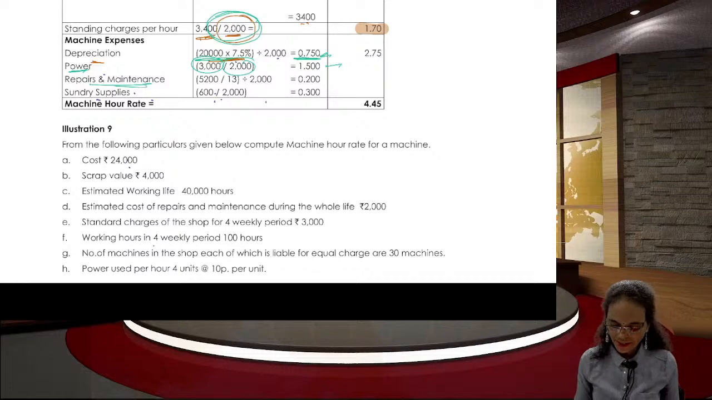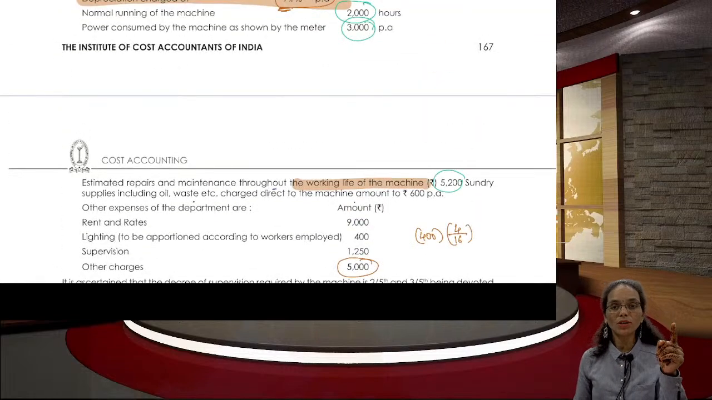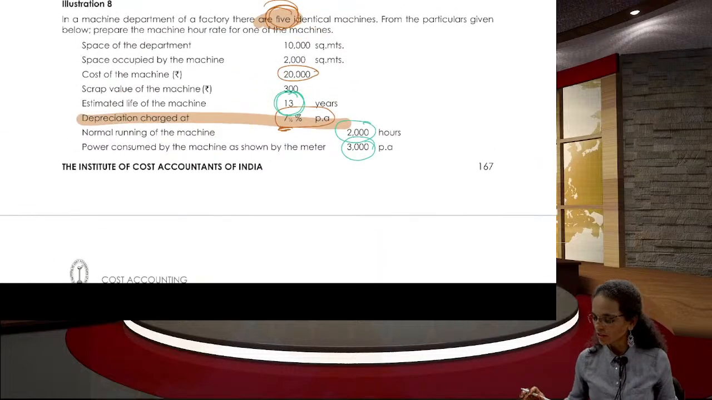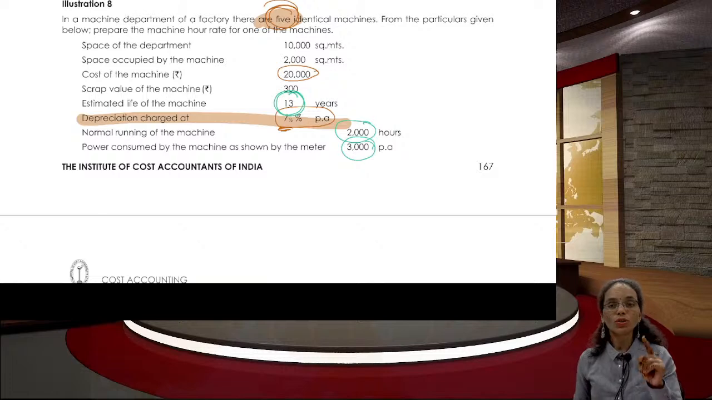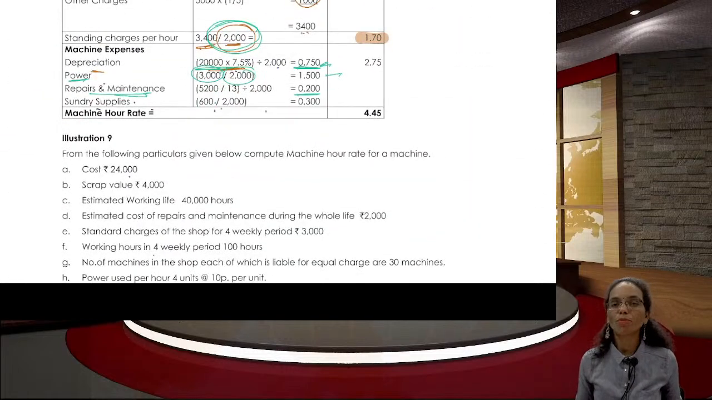And repairs and maintenance. I told you in the first one only, 5,200 rupees is incurred for the entire life of the particular machine. What is the entire life? 13 years. So 5,200 divided by 13 years, you will get the cost for 1 year. But in 1 year, it is working for 2,000 hours. Getting? So divide by 2,000 hours, 0.2.